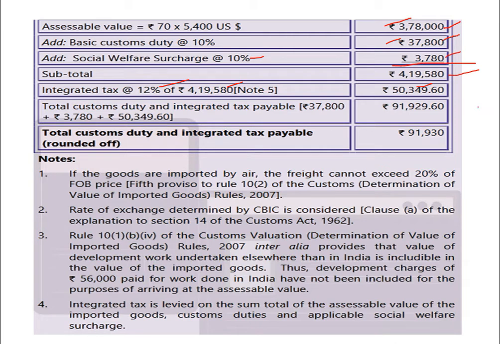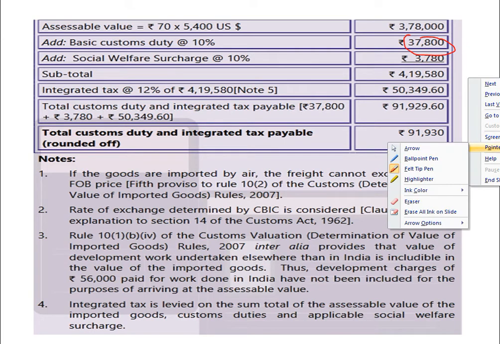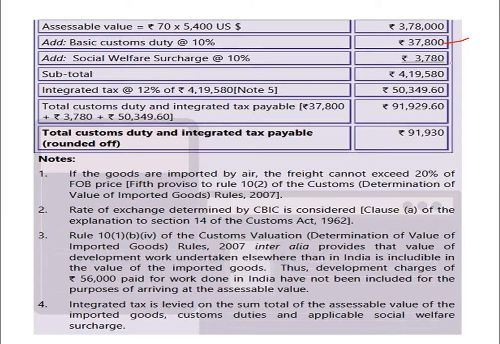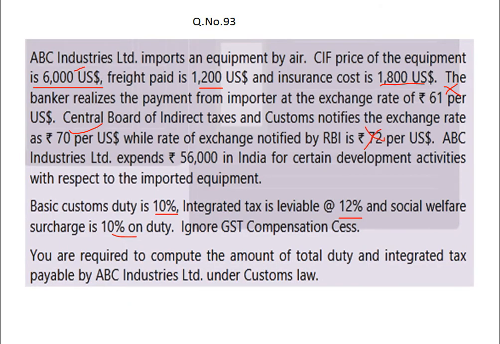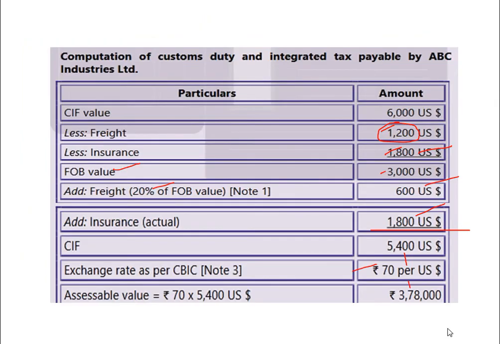Then how do we find all the taxes? You add all the taxes on one side, 1, 2 plus 3. You add all these and you get this total, and the rounded figure is this one. All the explanation I have given is in notes 1, 2, 3, 4. Just read it yourself. Clear? This is all about question number 93. So move to question number 94 now.